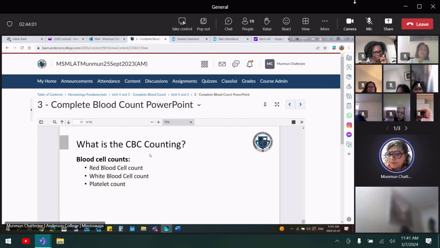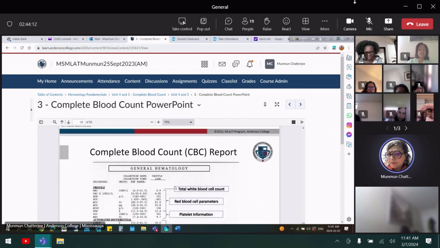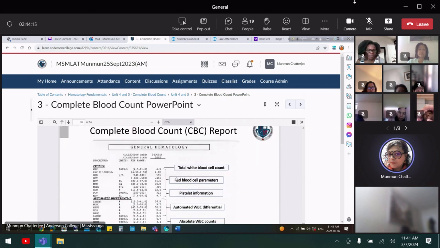What is the CBC counting then? Only red blood cell count, white blood cell count, and platelet count. That is a complete blood cell count. This is a huge chart. Here the general hematology goes first. When the results come out, it gives you first the total WBC count, with the reference range, 10 to the power 9 cells per liter. So you have to remember the unit as well as the reference range. Below and above the range it is going to give you the penia or cytosis.